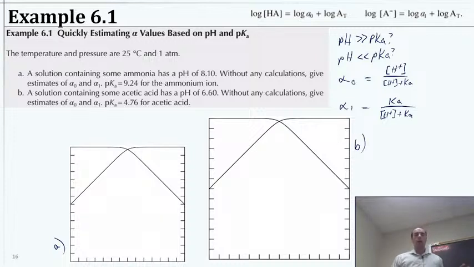So part A asks about ammonia, and the pKa is 9.24, and the pH is 8.10. And the second one is asking about some acetic acid, where we have a pH of 6.6 and a pKa of 4.76. So you should only have to add or subtract and just think about how these things simplify and get the answer, okay?